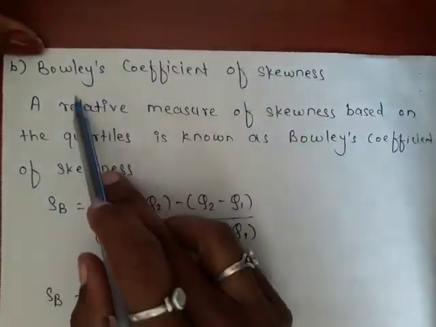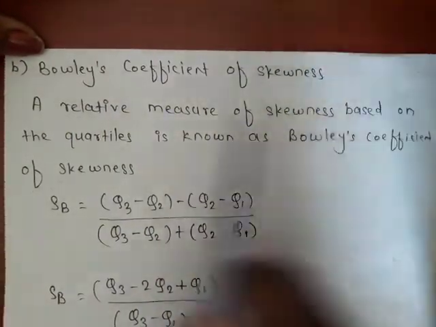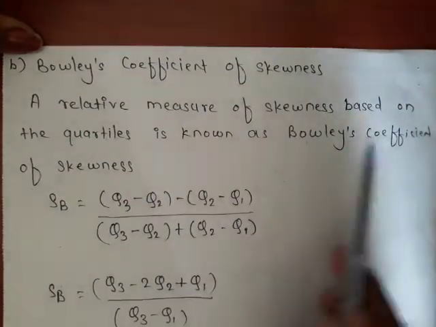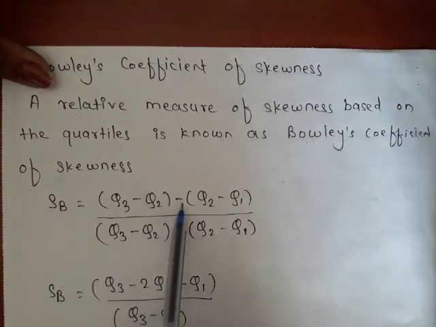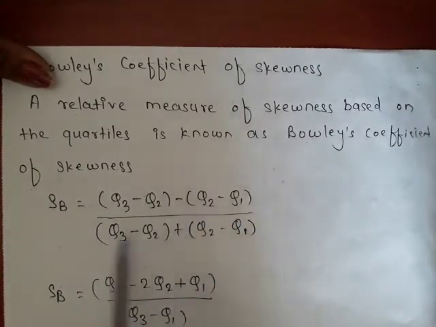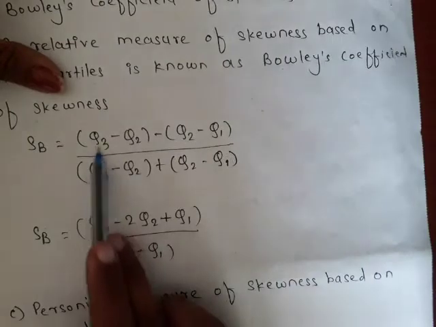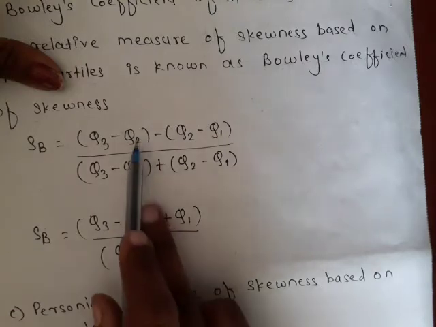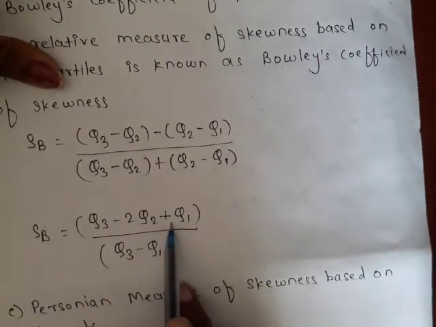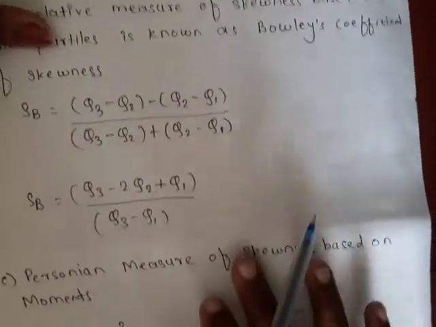Next point, Bowley's coefficient of skewness. A relative measure of skewness based on the quartiles is known as Bowley's coefficient of skewness. So SB is equal to (Q3 minus Q2) minus (Q2 minus Q1) divided by (Q3 minus Q2) plus (Q2 minus Q1). After solving this, we get SB equal to Q3 minus 2Q2 plus Q1 divided by Q3 minus Q1. Q2 gets cancelled in the denominator, leaving Q3 minus Q1.